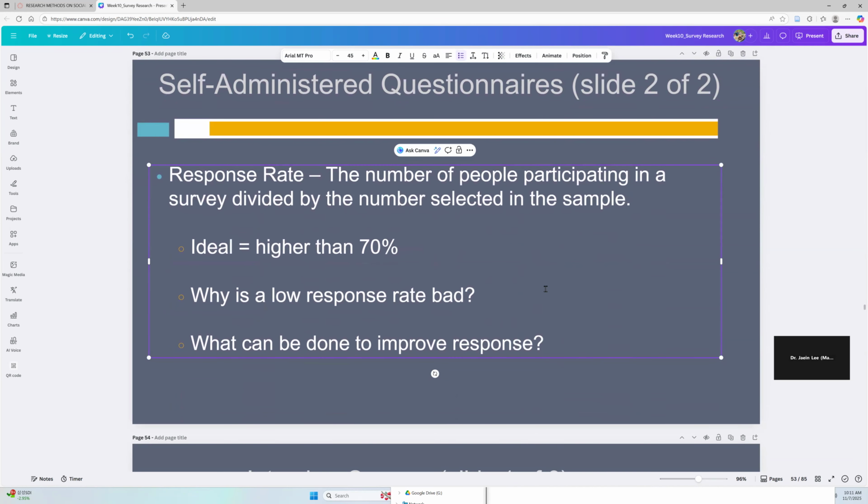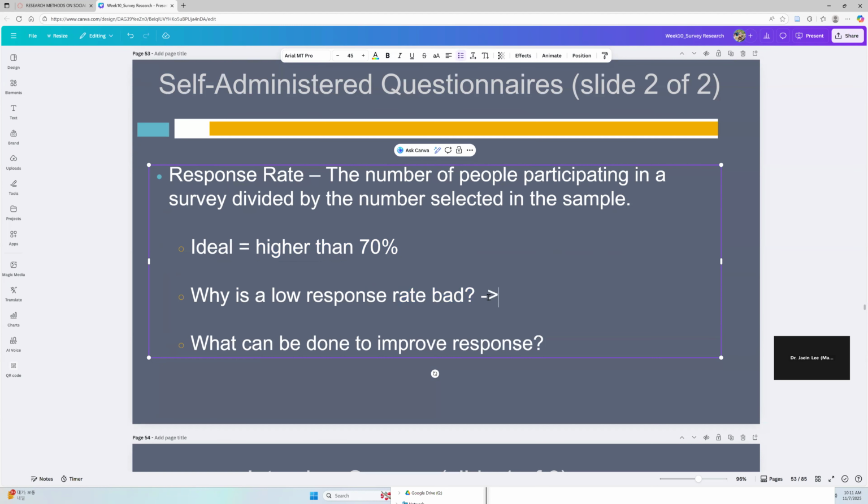So we cannot find a very golden rule about that, but the response rate is the number of people participating in the survey divided by the number of people. So how many people complete the survey? The ideal would be a response rate over 70%. That would be very, very good. So why is a low response rate bad? Because there might be some bias.